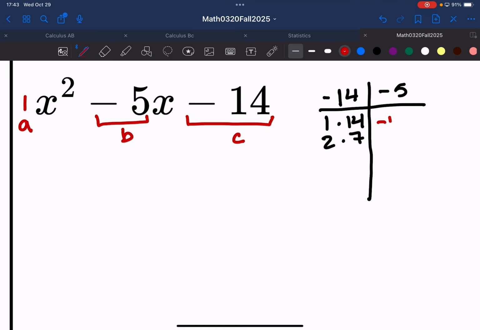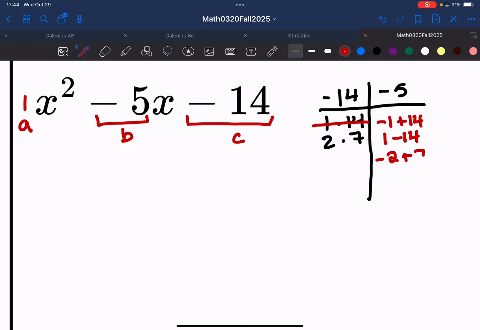So -1 plus 14. Does that give me -5? No. Then I do 1 minus 14. Does that give me -5? No, so it's definitely not these two. Okay, then I check the next one.